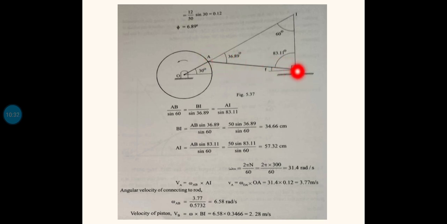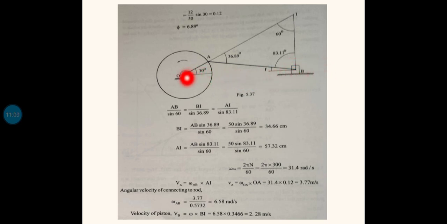The connecting rod makes this piston move. This block is the piston. The connecting rod makes the piston move to and fro within this horizontal surface. So the motion of the crank is rotary motion, whereas the motion of the piston is sliding motion. The function of the connecting rod is to convert the rotary motion given by the crank into sliding motion of the piston. That is what is happening.